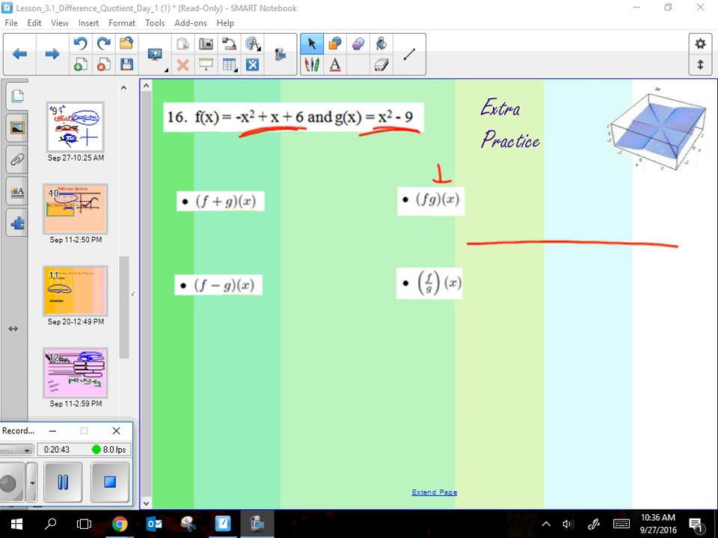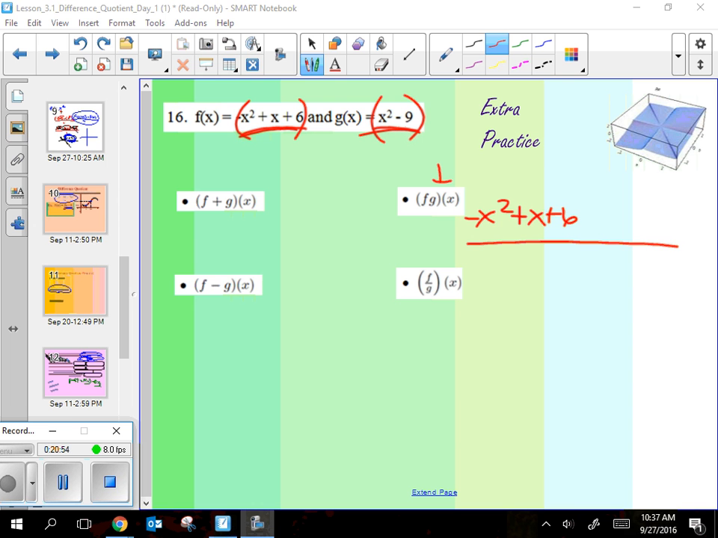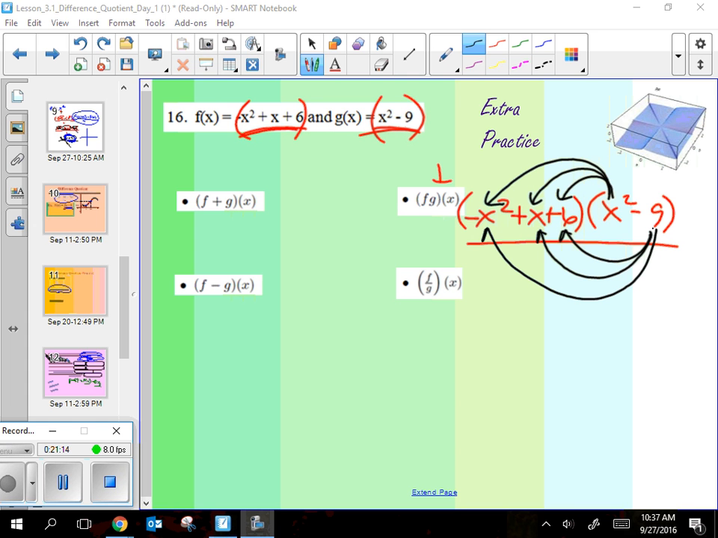Okay, so to multiply these two out, it's this times that. I'll actually write them out. Negative x squared plus x plus 6 all times by x squared minus 9. I have two methods for doing this. One I call the giant clam. This has to get multiplied by everything, and this has to get multiplied by everything. That's a total of 6 answers. And do you get how the outside kind of looks like a giant clam? Here's the crack in the clam if it wanted to open up.